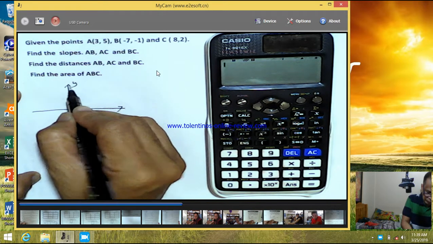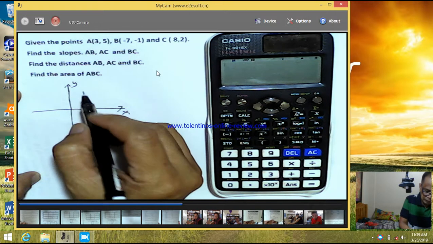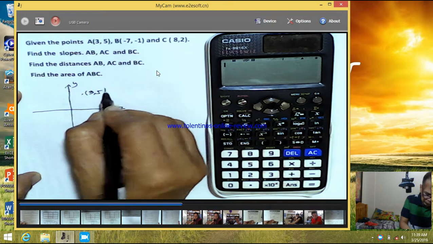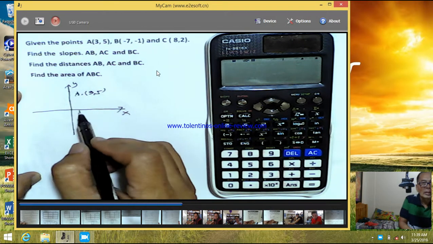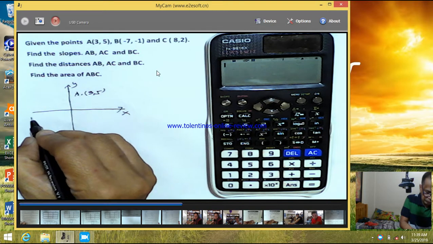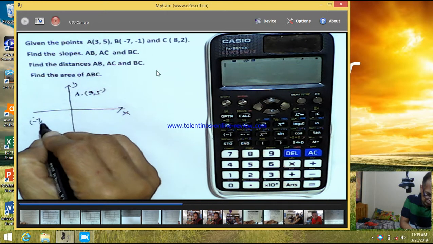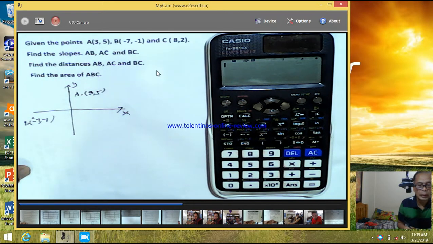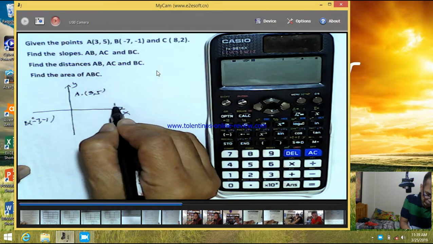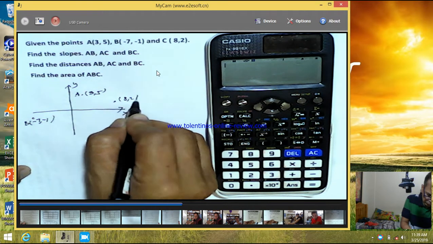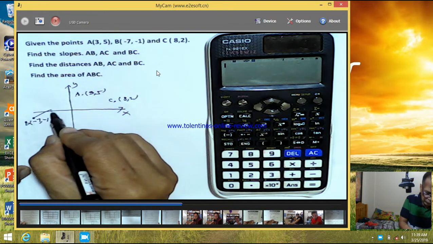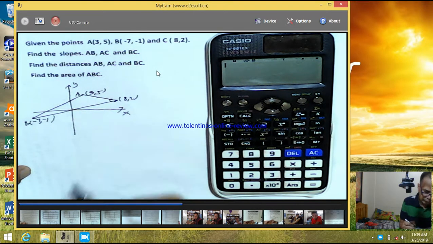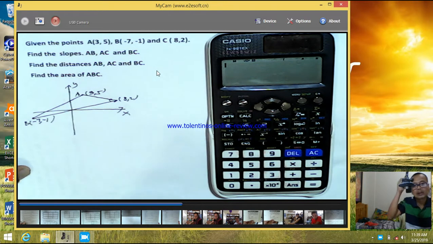Let's say this is my y and x. So my A is (3, 5). Let me just estimate this to be here. 3, 5, let's call it A. And -7, -1, maybe it's here. Let's call that B. And then C is at 8, 2, probably it's here. That is C. So let us draw lines connecting all these points. Now we have a triangle.